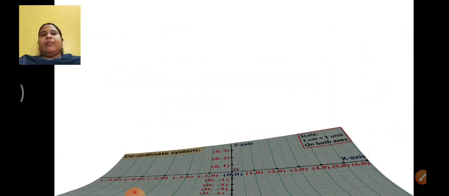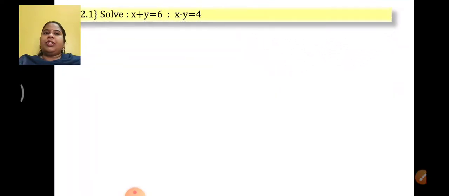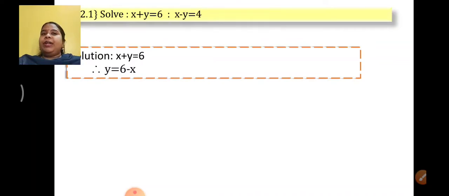Now let us see how we can actually solve the sum and get the point of intersection with a practice set question, that is question number 2, first one. x plus y is equal to 6 is the first equation. x minus y is equal to 4 is the second equation. What is the first step? To prepare the table.